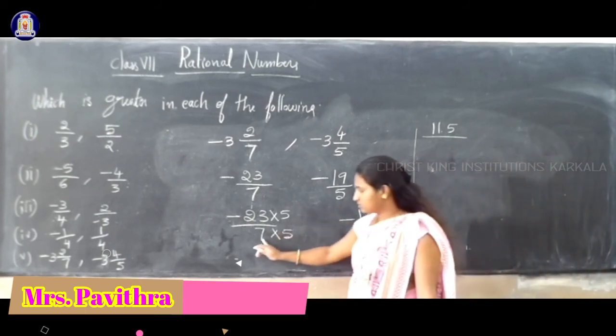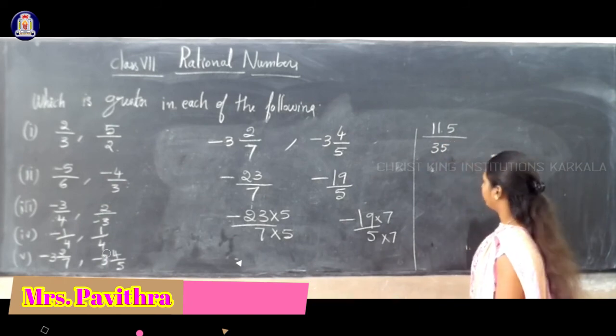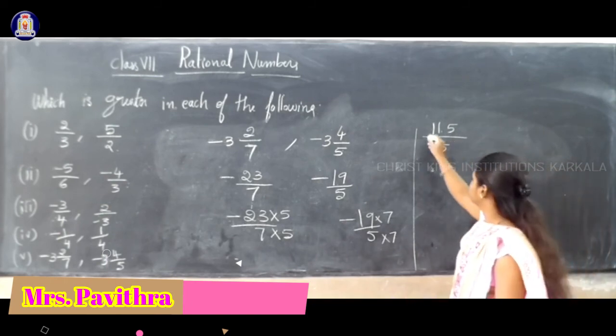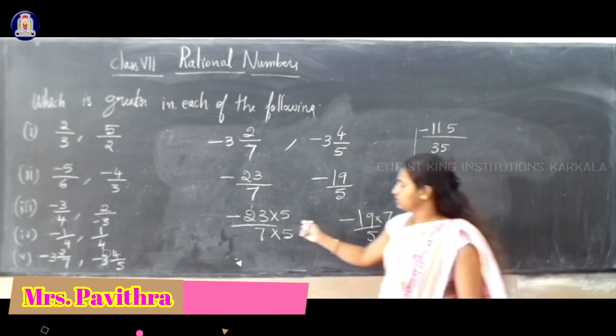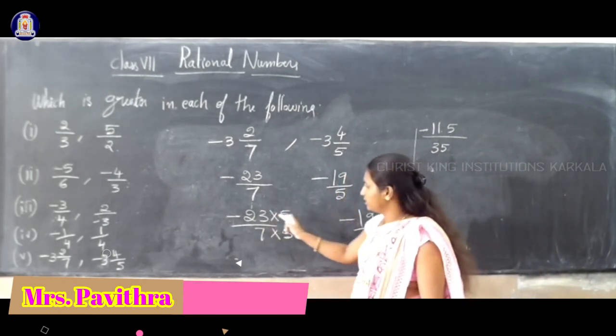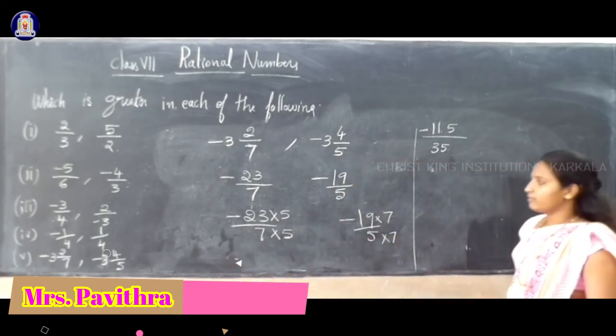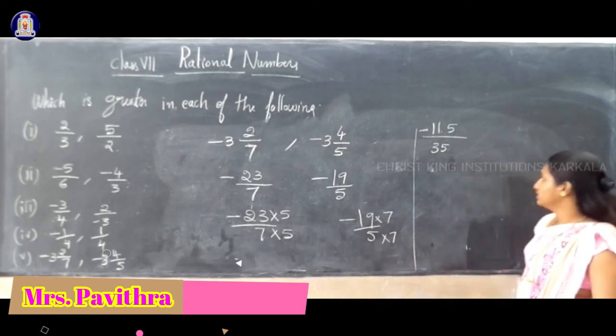Denominator is 7 into 5. 7 5s are 35. What is the sign? Sign is minus. Is it correct? 5 3s are 15, one remaining, 5 2s are 10, 10 plus 1 is 11. So the answer is minus 115 by 35.